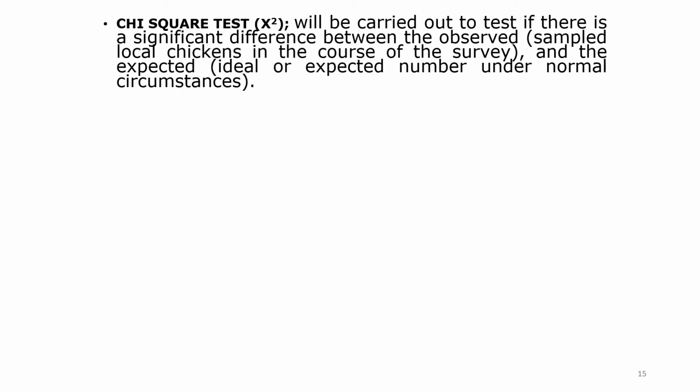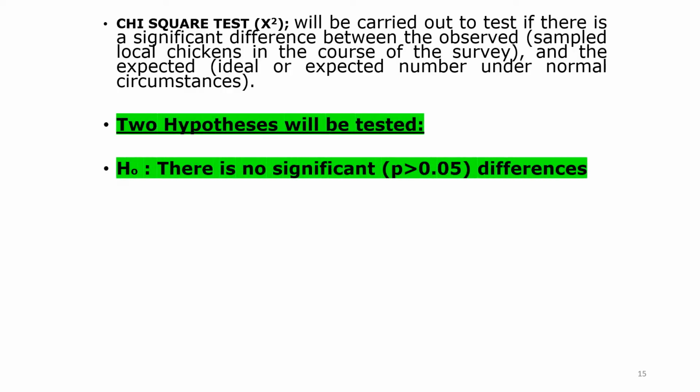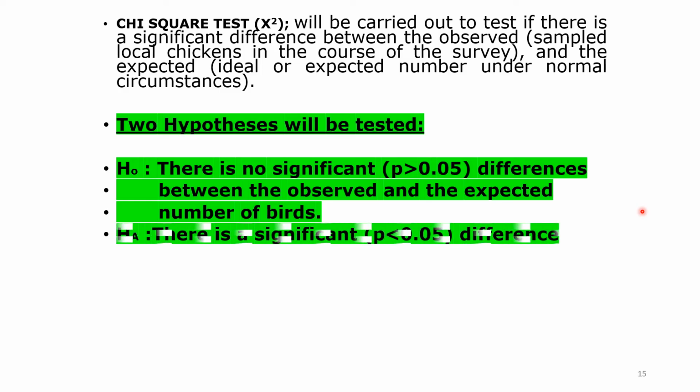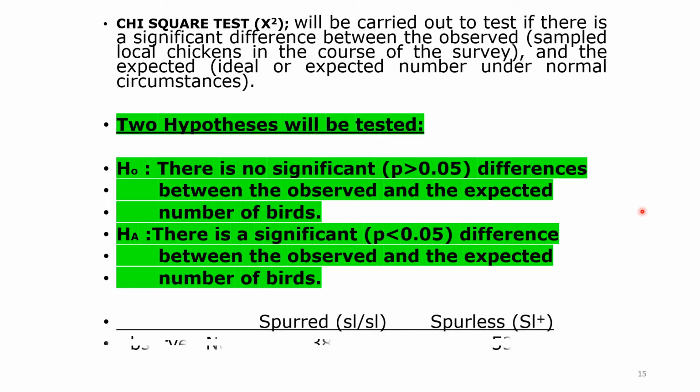Again, we are going to use chi-square to test if there is a significant difference between the observed and the expected under normal conditions. And again, we are testing two hypotheses. The null hypothesis states that there is no significant difference between the observed and the expected number of birds. And the alternate states that there is a significant difference between the observed and the expected number of birds. So in our example, the observed number, 386 of them, were spored. Those without spore were 659.